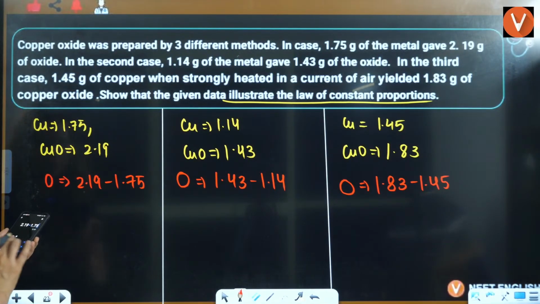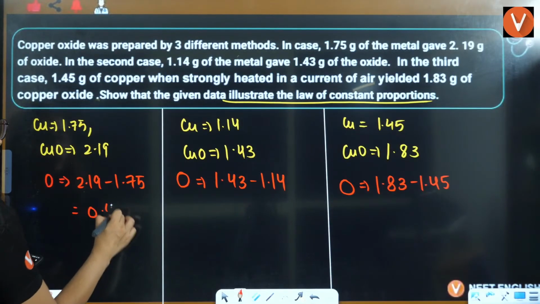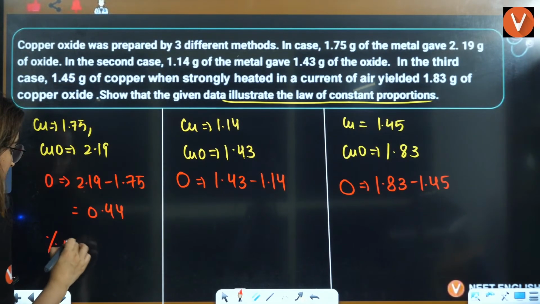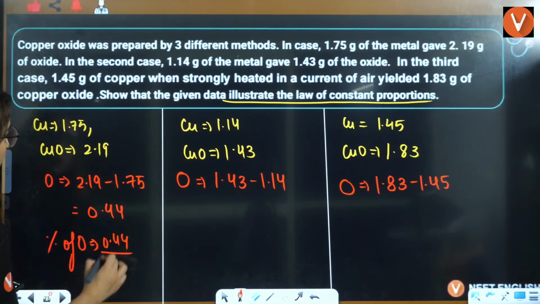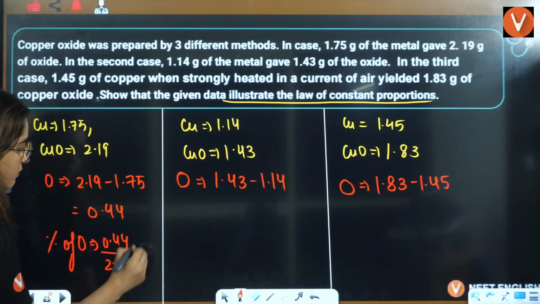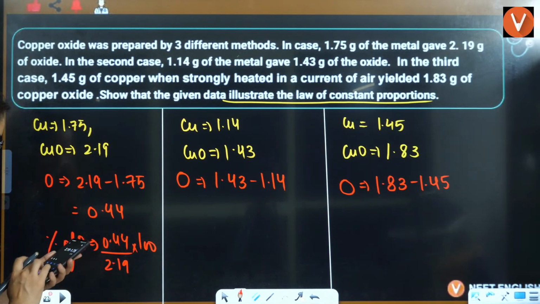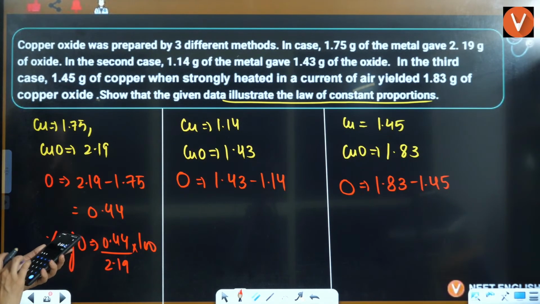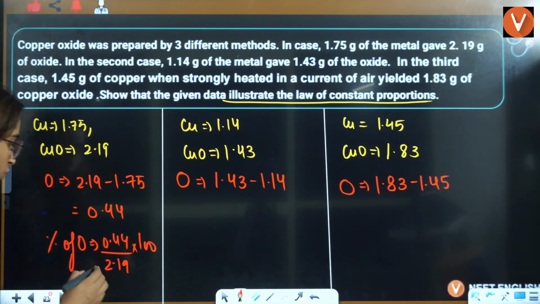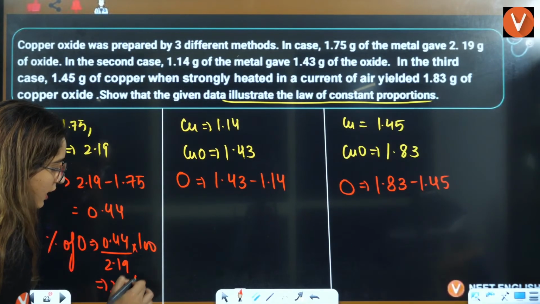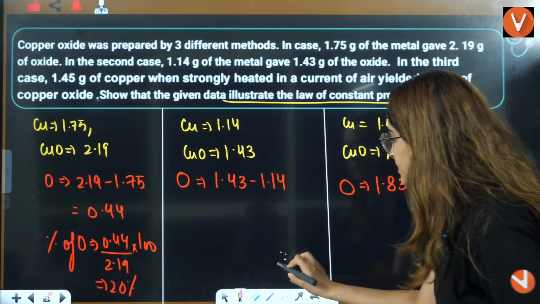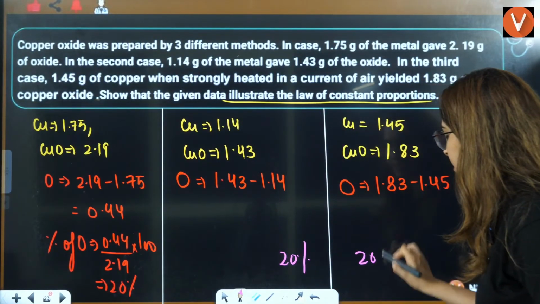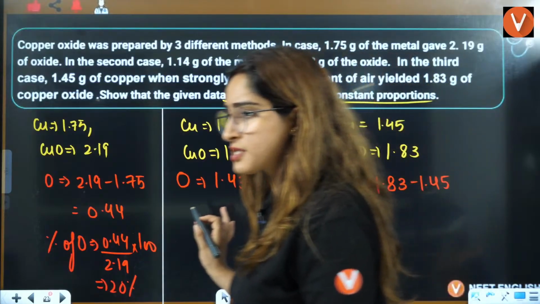Minus 1.75, it is coming out to be 0.44. I am calculating the percentage of oxygen here. This is 0.44 divided by the full copper oxide, so you can see the answer is going to be divided by 2.19. Again, it is coming out to be 20% only, right? So in all the other cases also, what you will see, it will come out to be 20% and 20% only. You can also calculate this yourself.